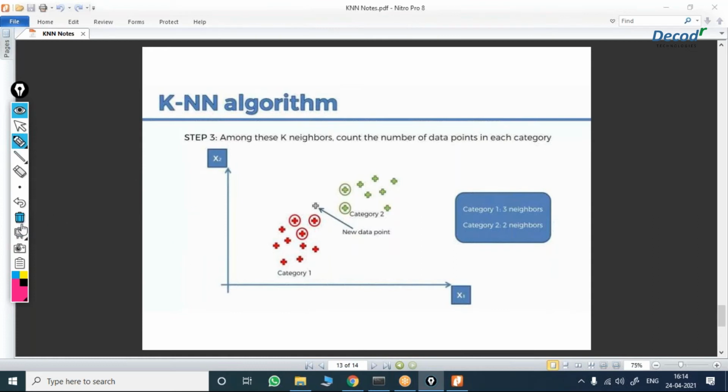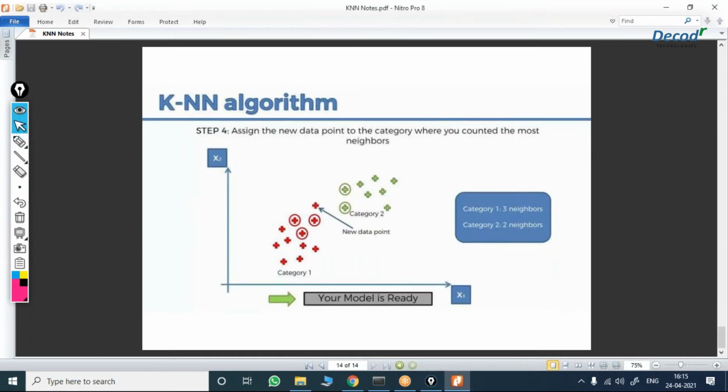So you asked for 5 nearest. It is calculating whichever 5 values are close to this point. Out of the 5 close points, 3 of them are red and 2 of them are green. So category 1, red, has 3 neighbors and category 2 has 2 neighbors. Now this new data point will go with respect to voting. Out of 5, 3 are this one and 2 are this one, so it is going to change to red color.